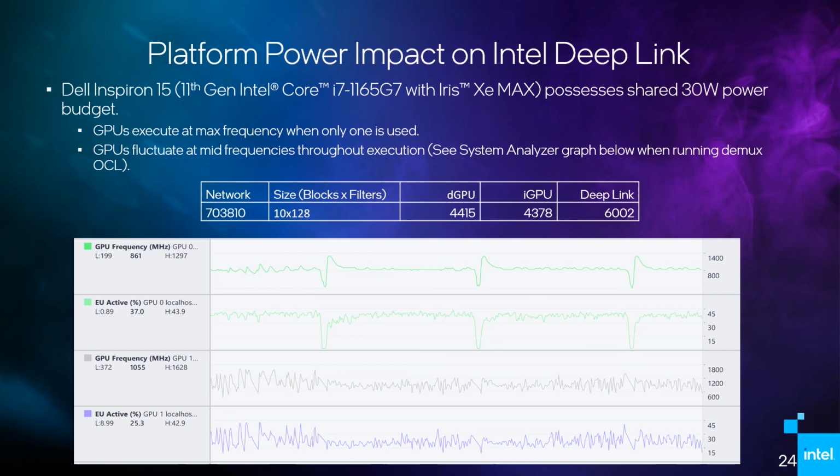Again, this is because the actual notebook has a shared power budget between the different processing elements, and that essentially limited the processors from running at full frequency range for the entire time period. So that's something to watch out for when you're taking advantage of Intel Deep Link technology on notebook processors: there may be power limits that prevent you from getting peak CPU and peak GPU performance if you're trying to use all processing units together.